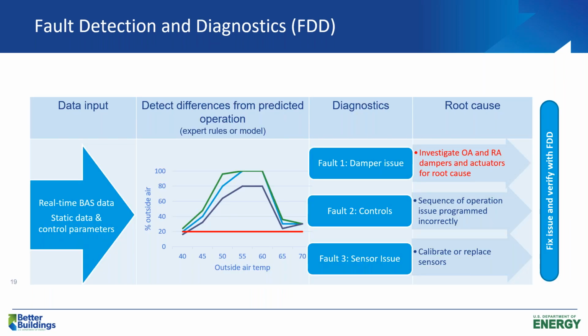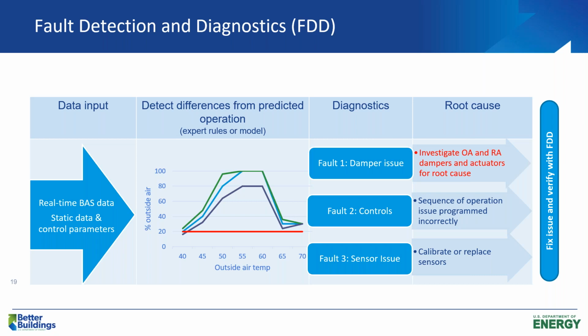So here we have an example of what we mean by fault detection. We just want to give one out of hundreds of these faults that are being analyzed all the time behind the scenes with FDD tools. You have your real-time building automation system data and you map it to the fault detection diagnostic tool. That's an important process, but we won't get into the details, as we have a lot of other webinars on that. And there's static data and control parameters.